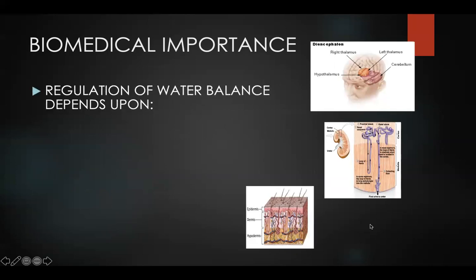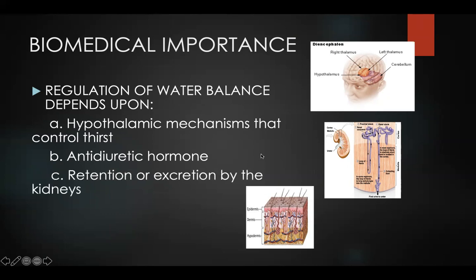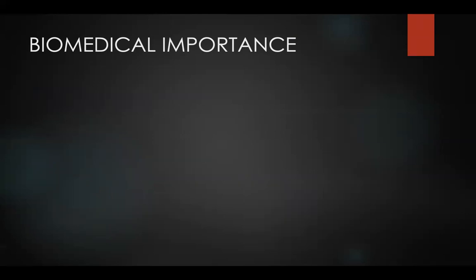Regulation of water balance depends on the hypothalamic mechanisms that control thirst, including the antidiuretic hormone, or vasopressin, or arginine vasopressin, which is produced from the posterior pituitary gland. No, it is not produced in the posterior pituitary, but it is secreted from the posterior pituitary gland. The antidiuretic hormone is produced in the hypothalamus and is just secreted in the posterior pituitary gland. Regulation of water balance is also dependent on retention or excretion by the kidneys and also evaporative loss through the skin or through other mucous membranes such as the lungs.